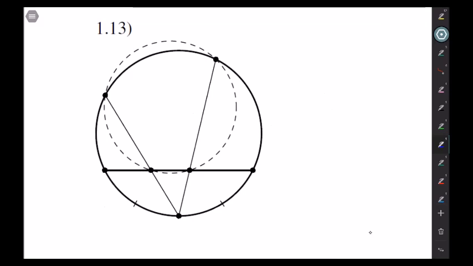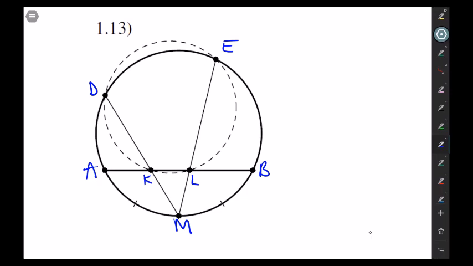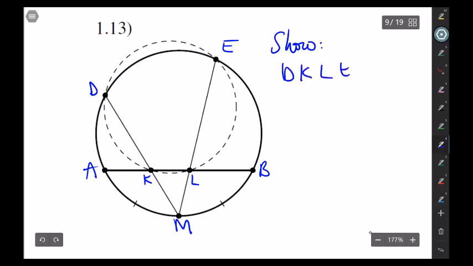All right, so here's another one. Again, the claim is obvious. Start with a chord AB on a circle. M is the midpoint of the arc AB. Then from that midpoint, draw two new chords, MD and ME. Then the claim is that MD and ME intersect AB at K and L. Show that DKLE is cyclic, that D, K, L, E are concyclic points. These are all standard angle chasing problems.